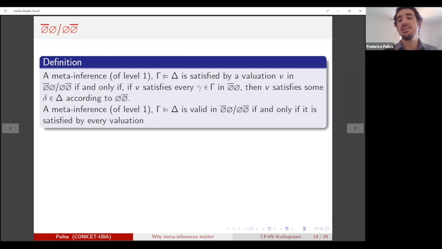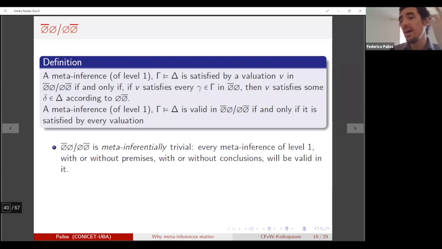So a metainference is satisfied by an evaluation, according to this standard, if and only if, when the evaluation satisfies every premise according to everything nothing, it satisfies some conclusion according to the second standard, nothing everything. And of course, a metainference is valid in this logic if and only if it is satisfied by every evaluation. What happens is that this is a metainferentially trivial standard, because every metainference of level 1, with or without premises, this is key, will be valid in it. So every metainference whatsoever, with or without premises, is valid according to the standard.